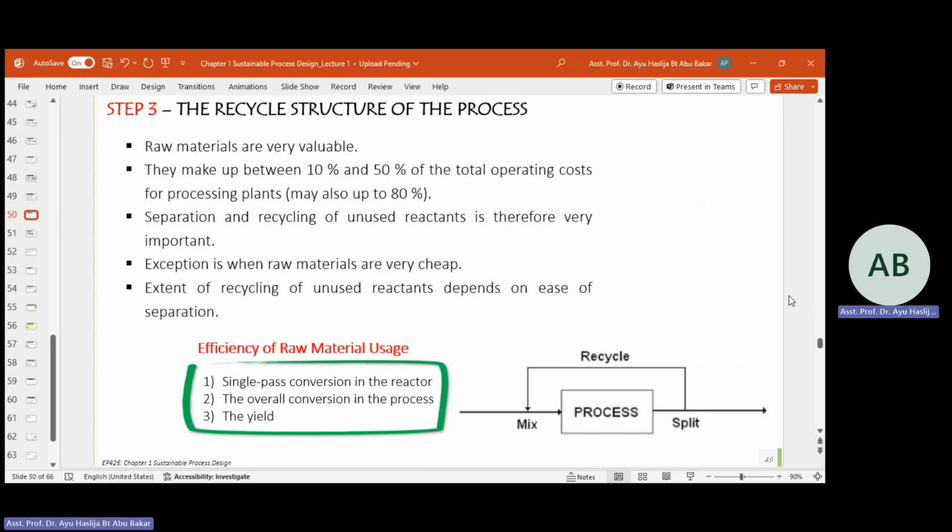And then the raw materials make up between 10% to 50% of the total operating cost. Separation and recycling of unused reactants is therefore very important. Okay, so let's say after your process, you have products over here. Products, but then you still have unreacted raw materials, which you can recycle.